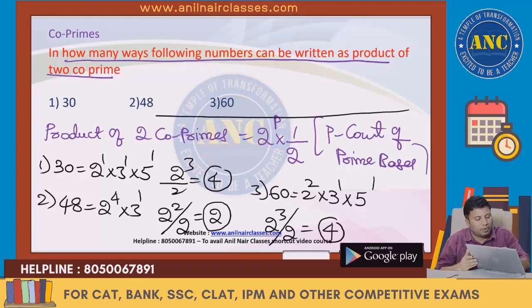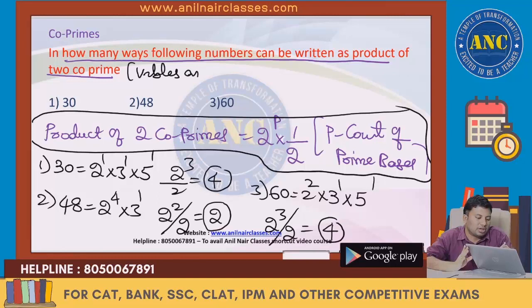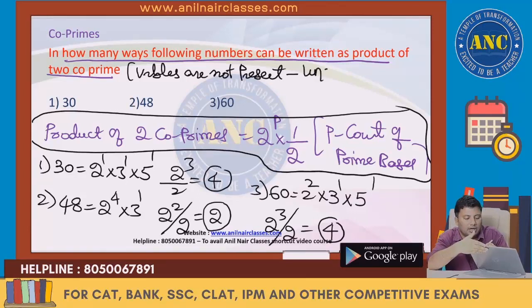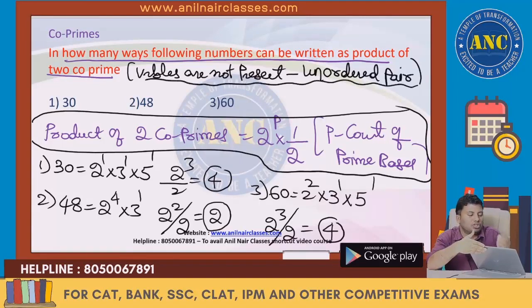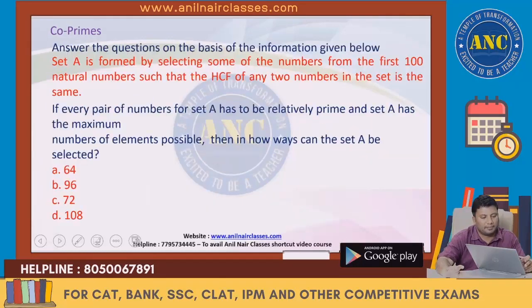Product of two co-primes is given by the logic 2 power p, entire thing divided by 2, if the variables are not present in the question. If the variables are not present in the question, use unordered pair. This is the notation for an unordered pair. I hope the idea is clear.